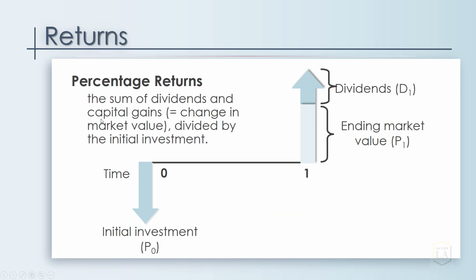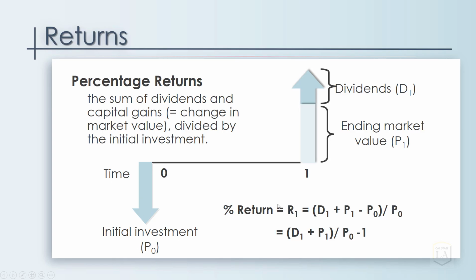Now, there is another type of return, which is the percentage return. It's very similar to the dollar amount of return, except that your dollar amount of return becomes your numerator, and that will be divided by the initial investment. So in this case, your initial investment, which is P sub 0, will be your denominator. And if you wanted to calculate your percentage return, let's say it was called R sub 1, then that will be dividend 1 plus capital gain. And then you just divide the whole thing by the initial investment.